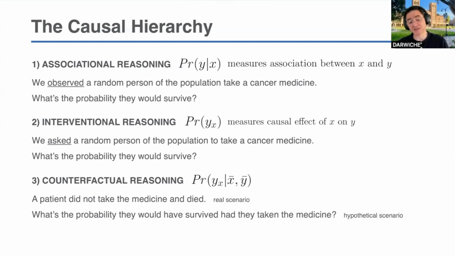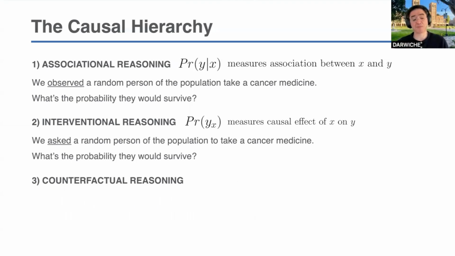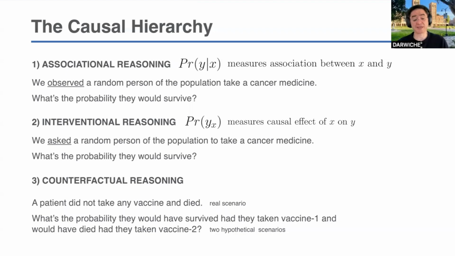Counterfactual reasoning can actually get more involved than this. So let me give you another query. In this case, it involves two scenarios, real and hypothetical. In general, it can involve an arbitrary number of scenarios. So for example, I may have the following question. A patient did not take a vaccine and died. And then what's the probability they would have survived had they taken vaccine 1, and would have died had they taken vaccine 2? And this query looks like this.